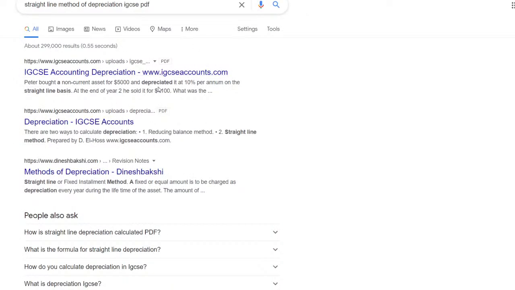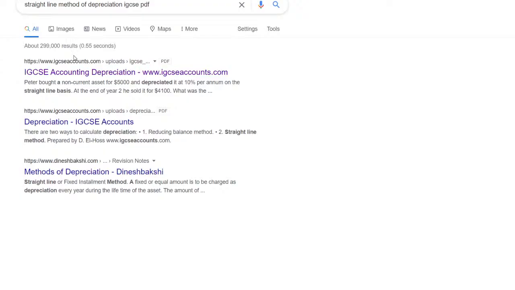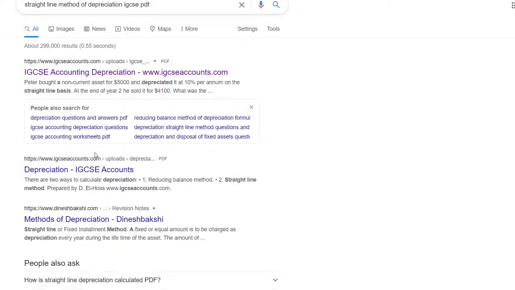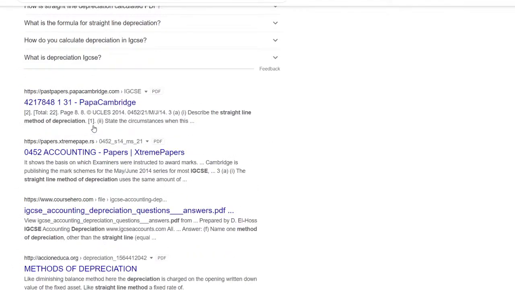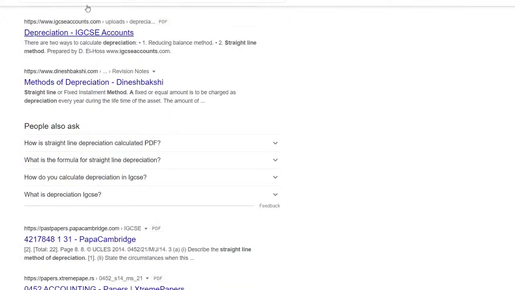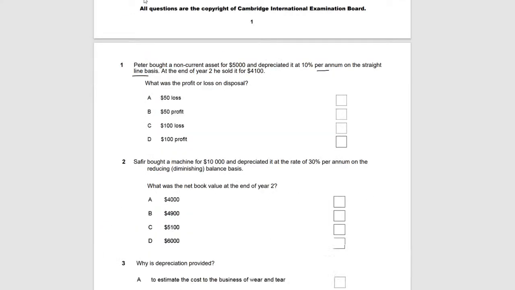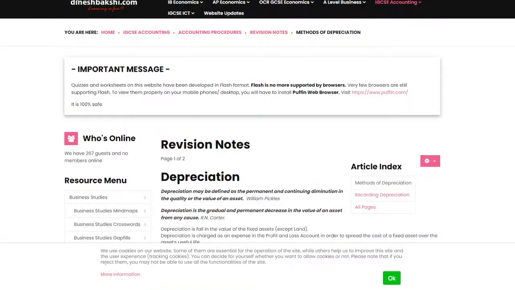Now, this was the question. Sorry, we ended up back at the question. Methods of depreciation. Someone has posted that as a revision note, so we're going to have a look at that in just a minute as it loads up. You can see it's a multiple choice question, and it says what was the profit or loss on the disposal. Disposal simply means when you sell it, and what happens after that.